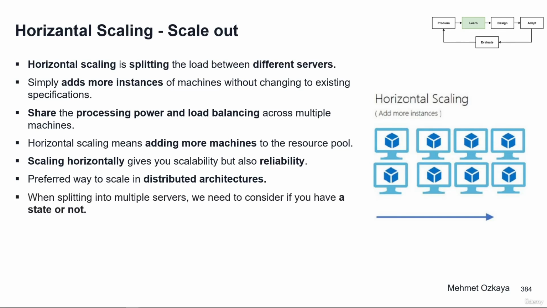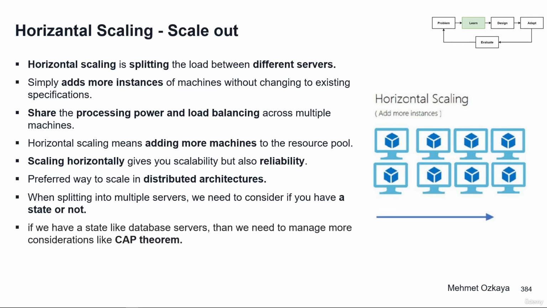When splitting into multiple servers, we need to take into consideration whether you have state or not. If your services are stateless, then it is easy and the best practice to scale horizontally. We can just put the different services behind a load balancer that will split the traffic load to different servers. But when you have state, like database servers, then we need to manage more considerations like the CAP theorem. We will also discuss later how to scale stateful services in the upcoming sections, but now let's focus on stateless services that scale horizontally.